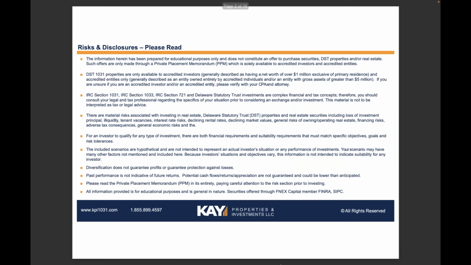Bear with us as we jump into risks and disclosures. The information herein has been prepared for educational purposes only and does not constitute an offer to purchase securities, DST properties, or real estate. Such offers are only made through a private placement memorandum or PPM, which is solely available to accredited investors and accredited entities. DST 1031 properties are only available to accredited investors. If you're unsure if you're an accredited investor and or an accredited entity, please verify with your CPA and attorney prior to considering an investment.